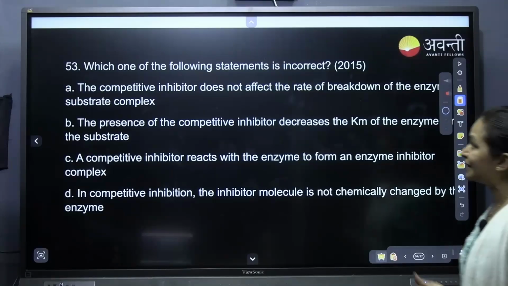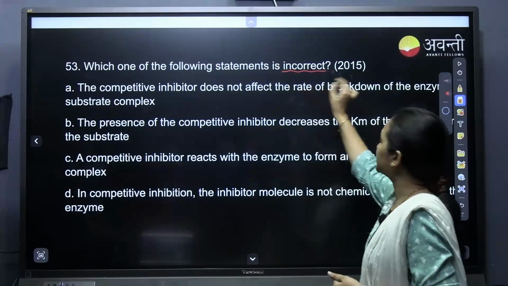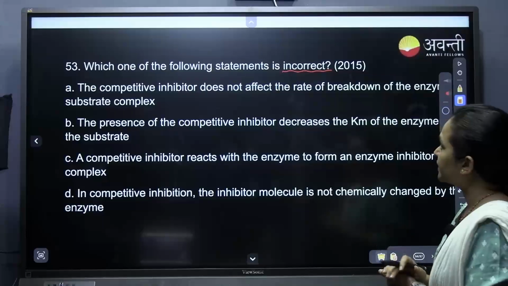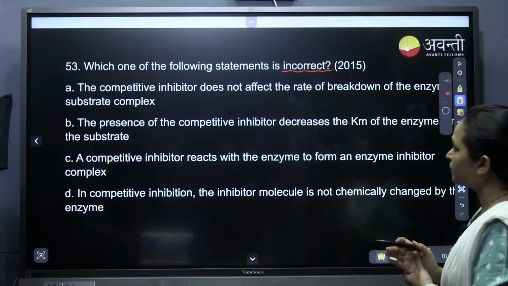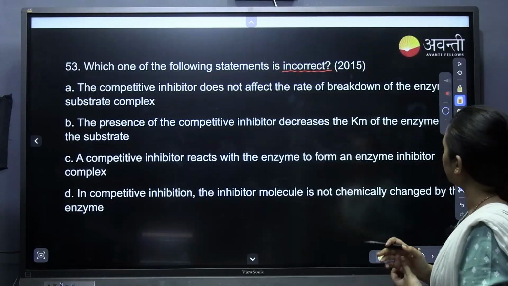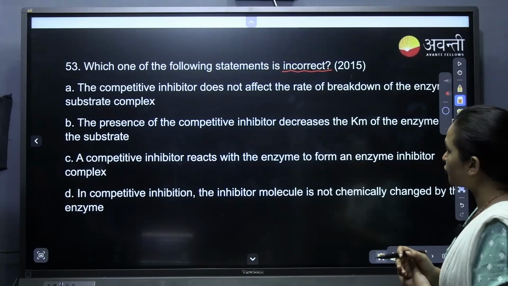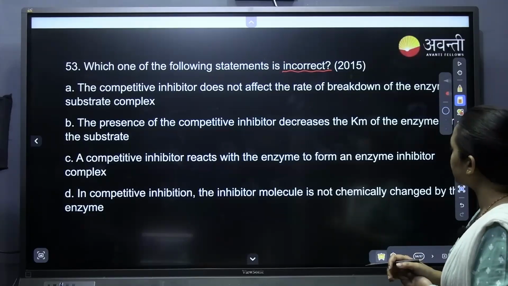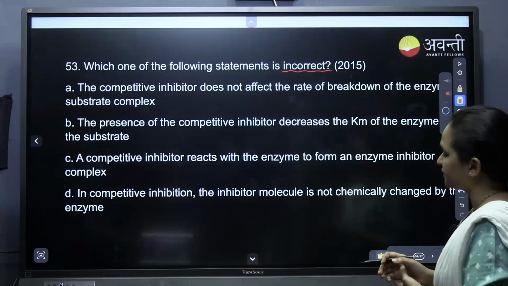Which of the following statements is incorrect? We need to find the statement which is incorrect. The competitive inhibitor does not affect the rate of breakdown of the enzyme substrate complex. Yes, it does not. The presence of competitive inhibitor decreases the Km value? No, it doesn't.